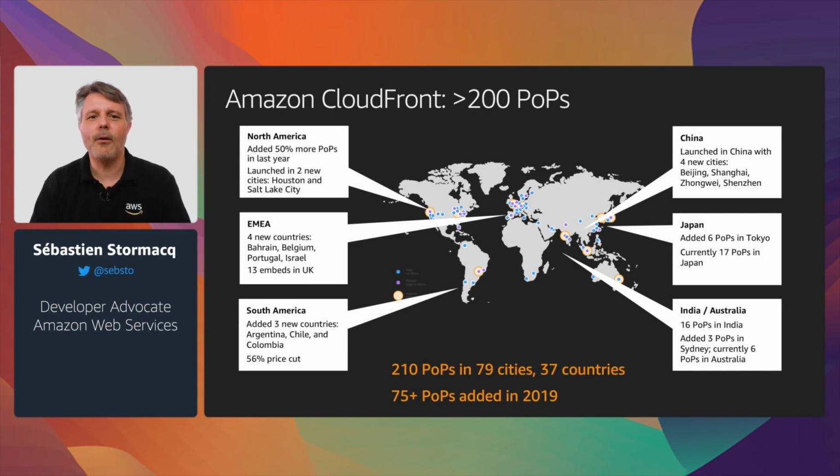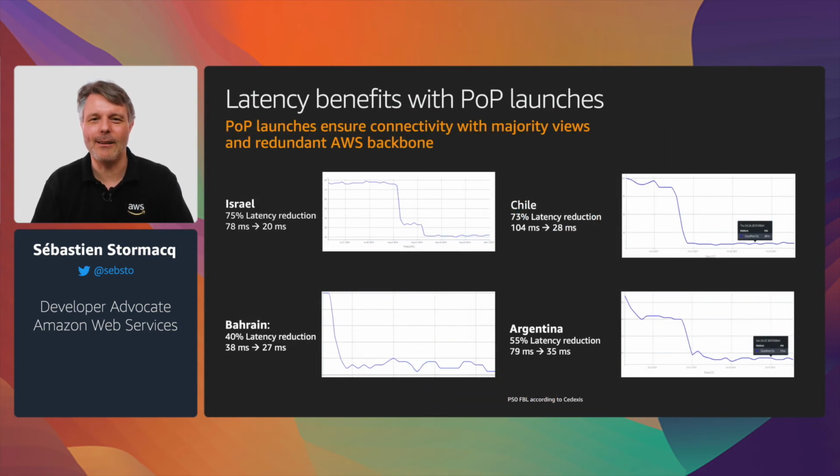A couple of examples of new cities, new countries that we added last year. We had a point of presence in South America, in Bogota, in Brussels, in Lisbon, in Tel Aviv, to give a few European cities. More than 75 points of presence have been added in 2019, and we have consolidated total peering and transit connectivity over 150 terabits per second. That's the global capacity of CloudFront.